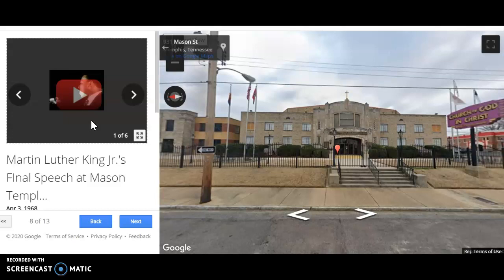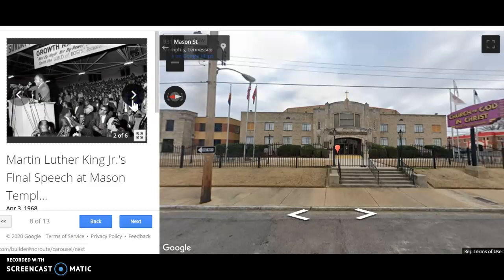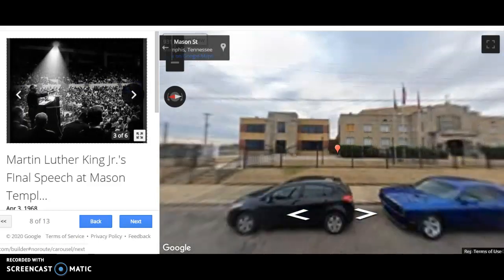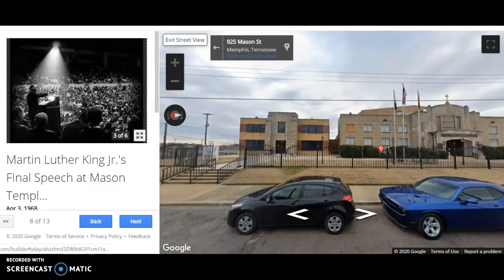He was actually speaking here on behalf of sanitation workers in Memphis. And his speech was even very prophetic, this very last speech he gave. It was called "I've Been to the Mountaintop." And he talked about, better times are coming, but I might not get there with you. I encourage you to listen to this speech if you have time. It's very powerful. But he gave his last speech here.